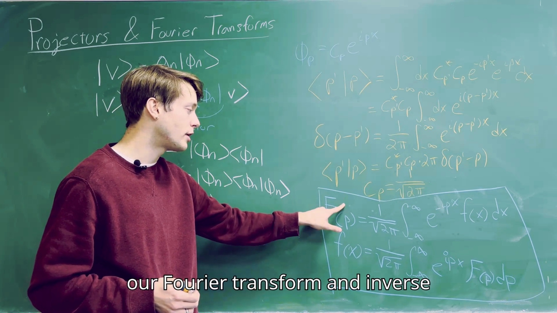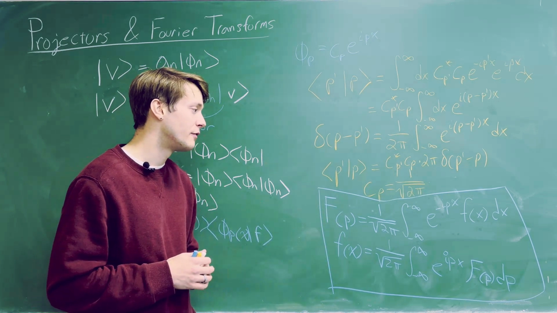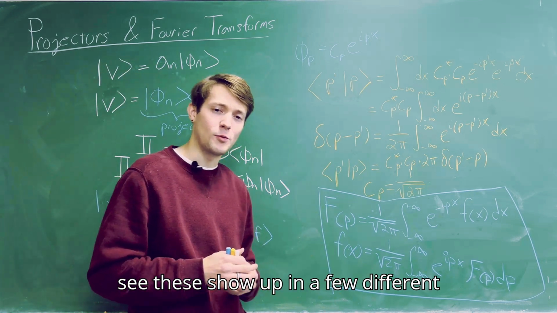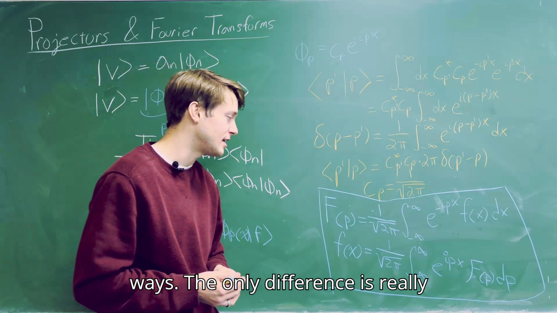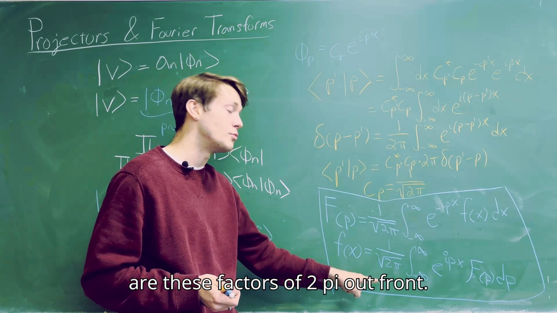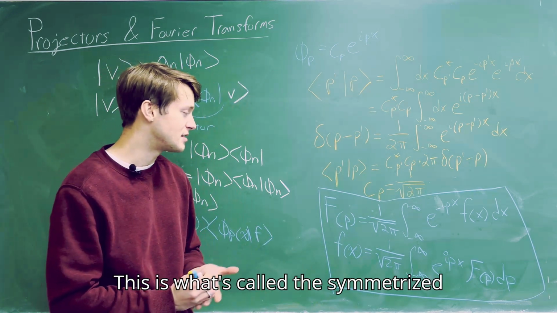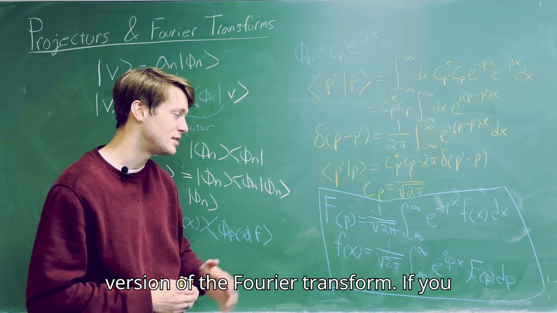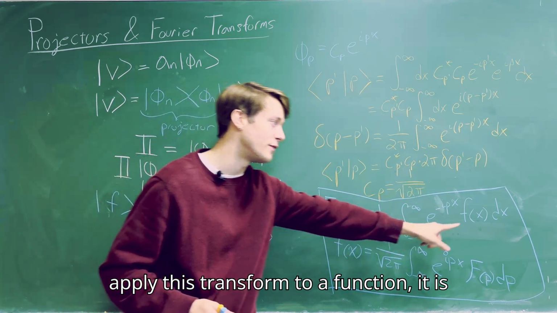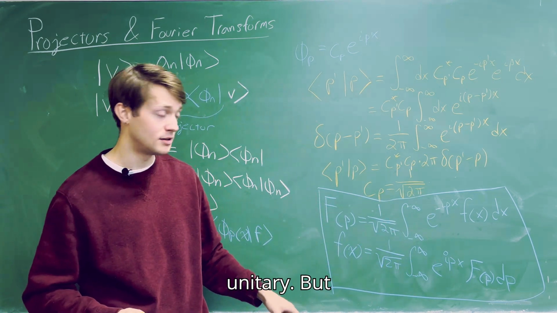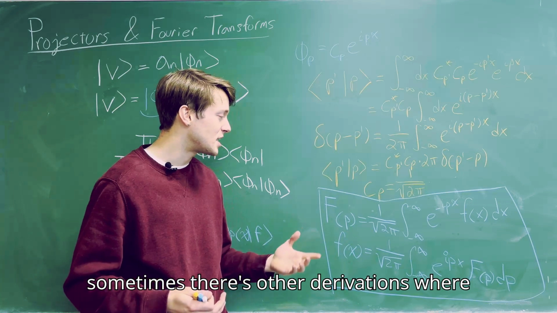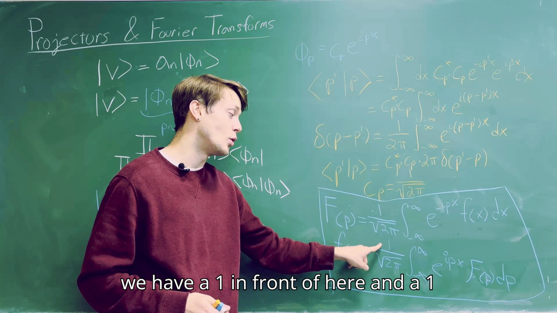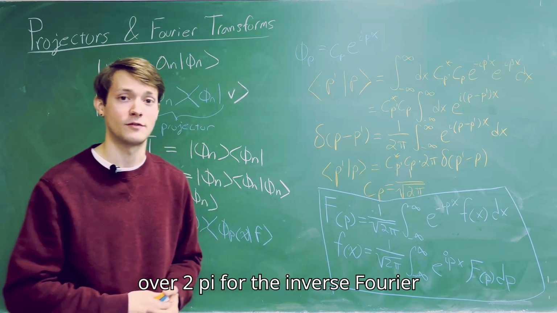So our Fourier transform and inverse Fourier transform, you can see these show up in a few different ways. The only differences really are these factors of 2 pi out front. This is what's called the symmetrized version of the Fourier transform. If you apply this transform to a function, it is unitary. But sometimes there's other derivations where we have a 1 in front of here and a 1 over 2 pi for the inverse Fourier transform.